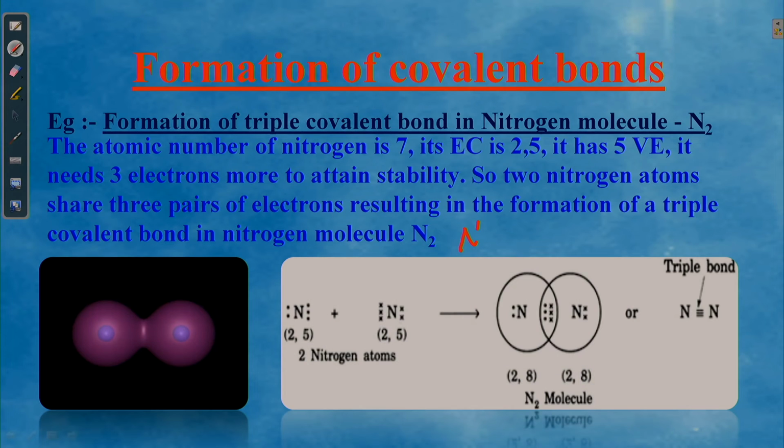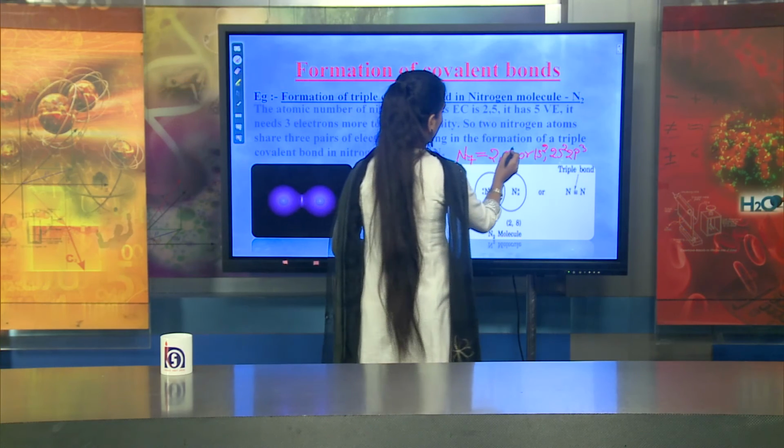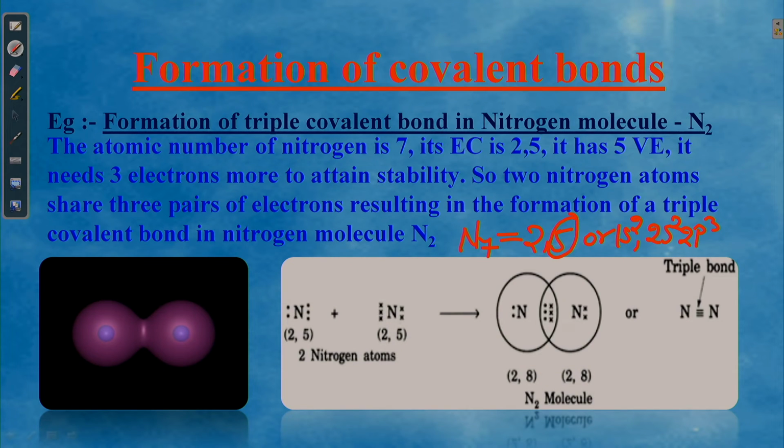So, the symbol for nitrogen is capital N. The atomic number of nitrogen is 7. So, we can say that the electronic configuration is 2 and 5, or 1s2, 2s2, 2p3. So, you can see that it has 5 electrons in its valence shell.